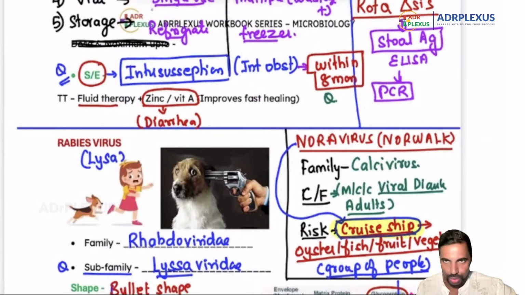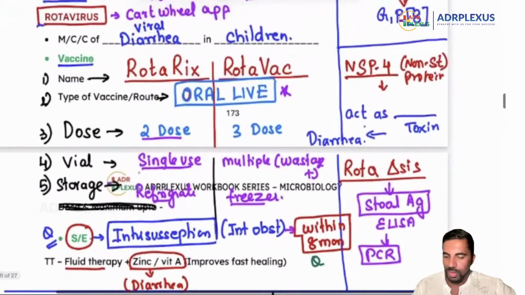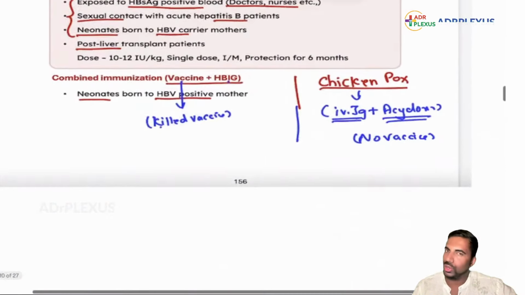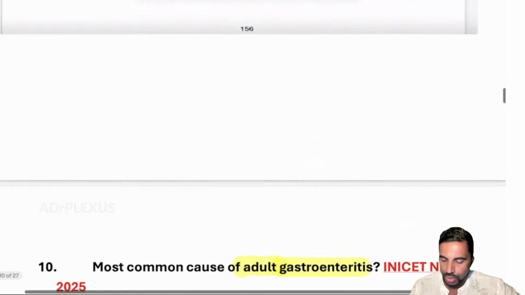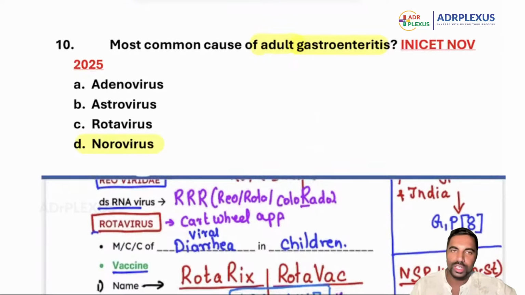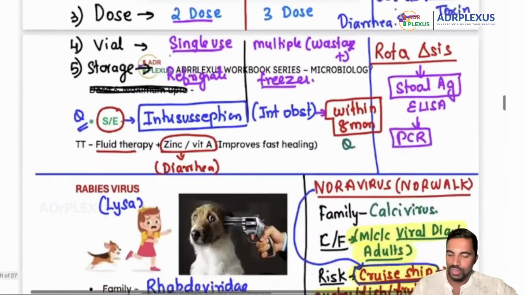Norovirus is going on a cruise ship, and in the cruise ship, she eats a lot of food and gets diarrhea. So we told most common cause of viral diarrhea in adults. It's a clear, direct question. We already mentioned it. If you made a mistake, no problem. In the upcoming exam, you're going to revise very well and write it without any mistake. So your answer is norovirus. Very simple. Children, rota; adult, it is norovirus. Everything is mentioned there.